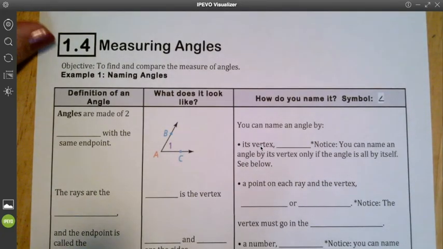Welcome to Chapter 1, Part 2 video. This is covering 1.4, 1.5, and 1.7. We will not be covering 1.6.